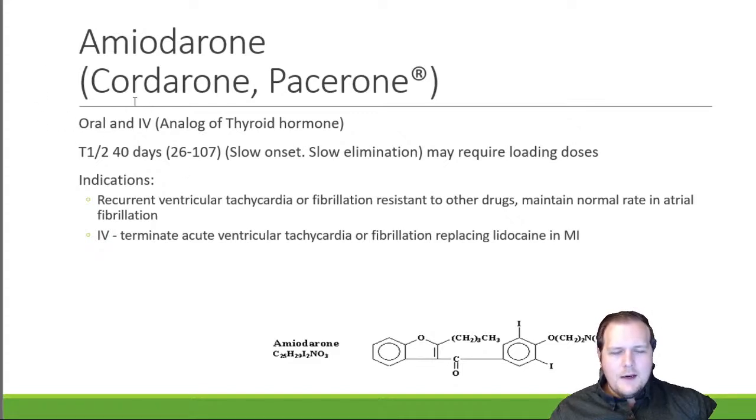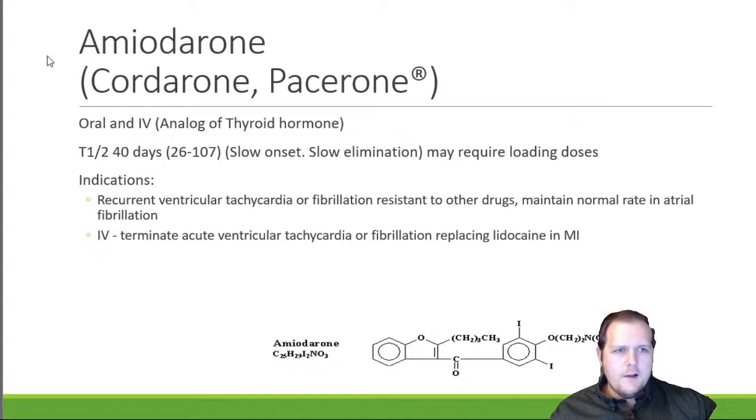And so this is kind of interesting because it's actually an analog of thyroid hormone. This is actually going to be important for some of the side effects, as we'll see here. And so this is a pretty general purpose antiarrhythmic. And in fact, in most cases in the ER, this might be one of your first line go-to means of treating an arrhythmia, especially like a ventricular arrhythmia or someone's in a cardiac arrest or something like that. This is a common drug you're going to see used here.